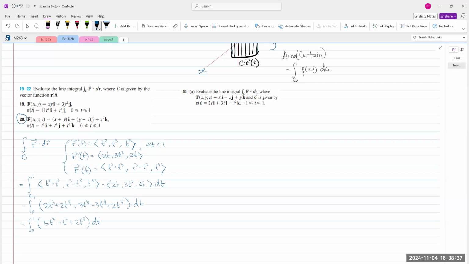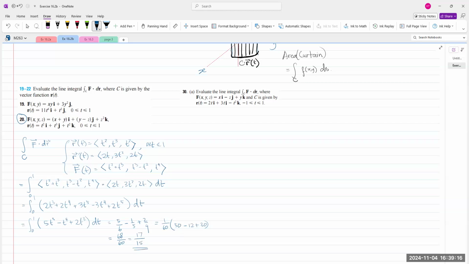This is what I get, and this will give us 5 over 6 minus 1/5 plus 2/4. I think the LCD is 60. So 1 over 60, 50 here, minus 12 plus 30. What will that be? 80 minus 12 is 68. So that's 68 over 60, reduced to 17 over 15.